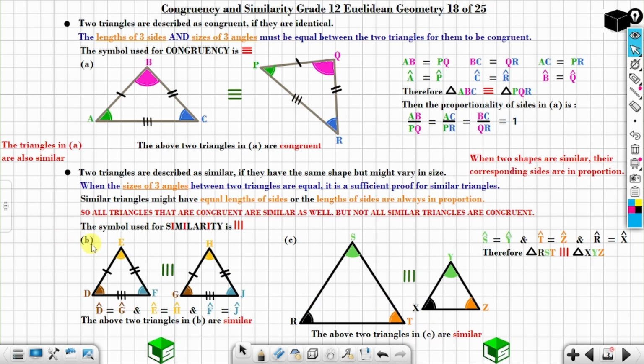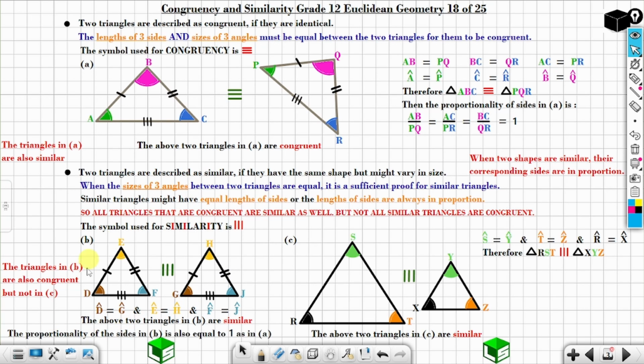So in B, these 2 triangles are similar and they are also congruent, but not in C. The triangles in C are not congruent because of the lengths of sides. They are similar but not congruent. So for congruency, you need these 2 conditions: lengths of 3 sides and sizes of 3 angles. For similarity, you need 1 condition: sizes of 3 angles. You can see the difference.